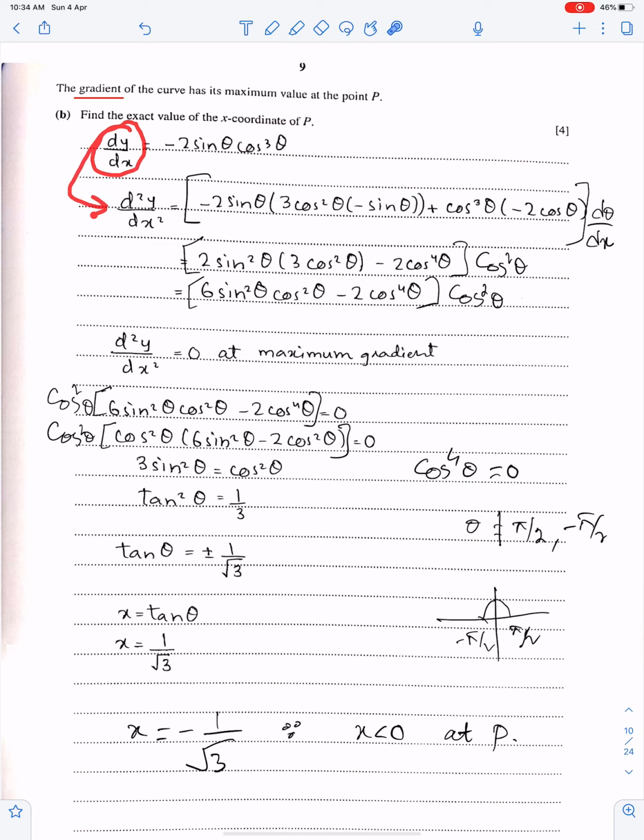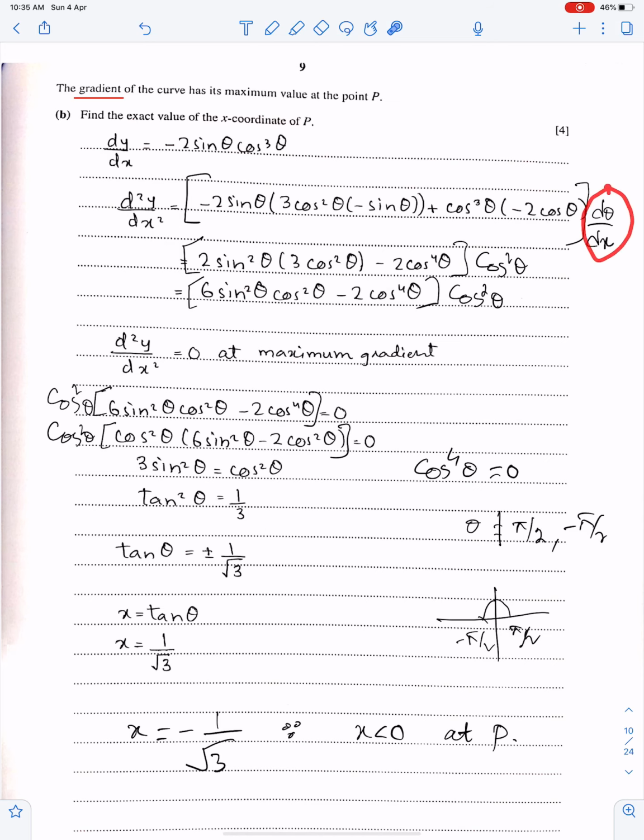You need to work for d2y over dx2, and for that you need to multiply the answer of this by d theta upon dx. Why? Because this function is implicit. See, we have x here and theta here. So whenever we have an implicit function, we always multiply our answer by d theta upon dx, meaning this variable should be here and this variable should be here.